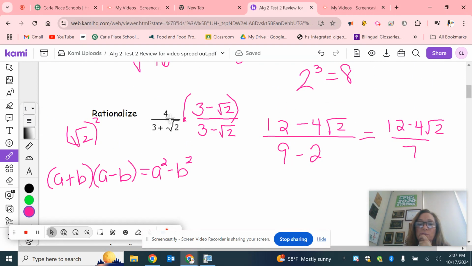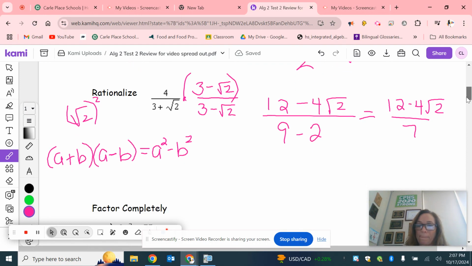You can also type this into the calculator, and it's going to give you this ugly decimal. And then you can type your answer into the calculator and just make sure you get the same ugly decimal.